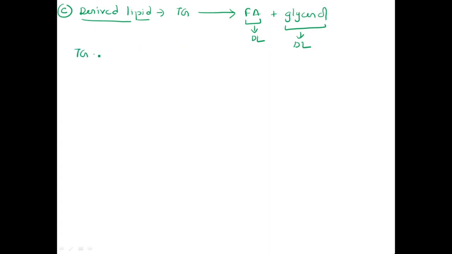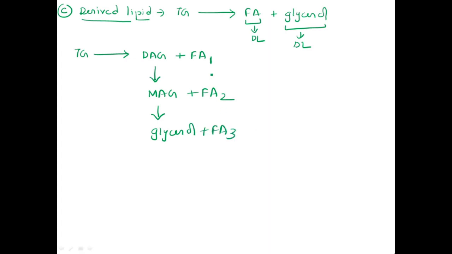When triglyceride is first hydrolyzed, it forms diacylglycerol plus fatty acid. Then this diacylglycerol is further hydrolyzed to form monoacylglycerol and fatty acid is released. Here first fatty acid is released, then second fatty acid will be released, and this monoacylglycerol will further undergo hydrolysis to form glycerol and fatty acid. So all these fatty acids are derived lipid. Monoacylglycerol is also a derived lipid. Glycerol is also a derived lipid.